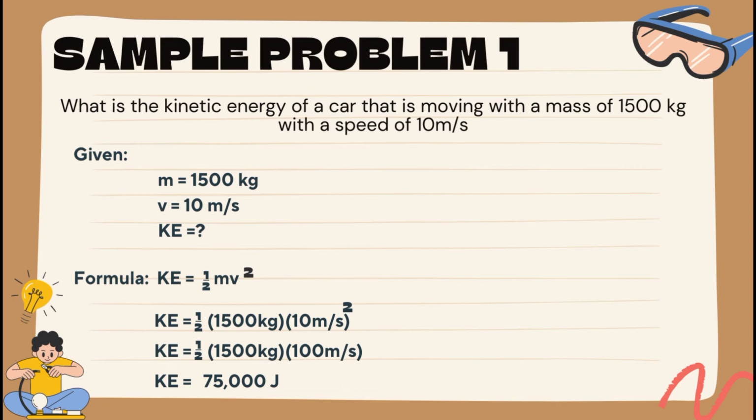After we get the square, let's proceed with KE = 1/2 multiplied by 1,500 kilograms multiplied by 100. After we get the product of 1,500 and 100, we then get the half of that product. 1,500 multiplied by 100 is equivalent to 150,000. The half of 150,000 is equivalent to 75,000 joules.